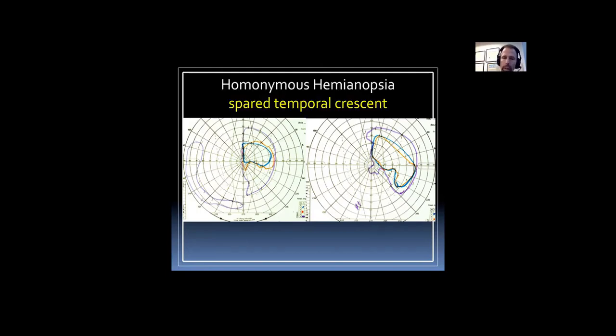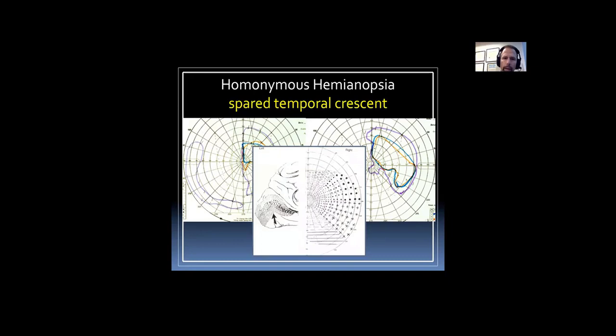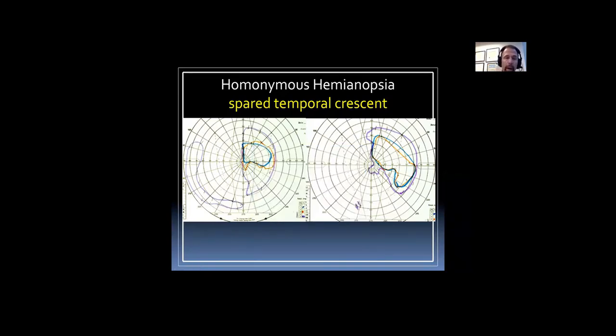So it's the only place in the retrochiasmal pathway where there's monocular representation of the vision, and that's the anterior-most occipital lobe. So here's a schematic, and here's the anterior-most occipital lobe. This corresponds to the temporal crescent, a monocular representation of the field. So if you see a field defect where there's sparing of the crescent, it means there's been a problem in the occipital lobe.